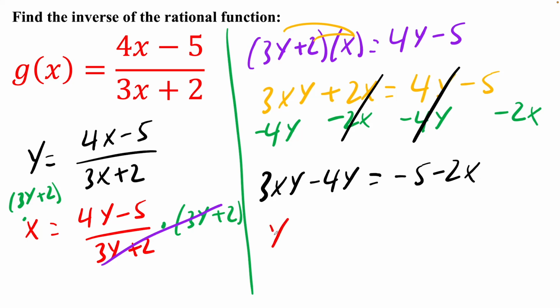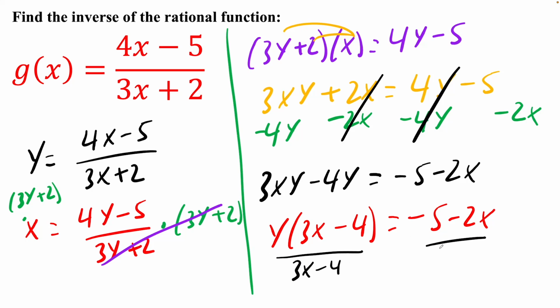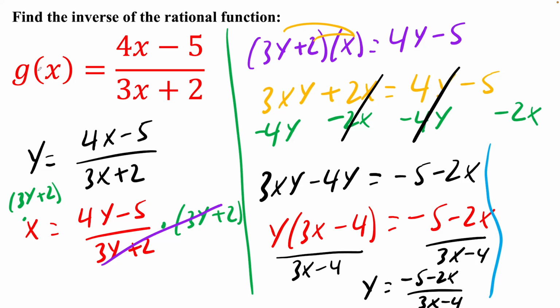We'll take out our y, so we'll have y times (3x - 4) is equal to this piece, negative 5 minus 2x. And finally, we'll go ahead and divide by 3x minus 4. And so y is equal to (-5 - 2x) divided by (3x - 4). Now this is important. I'll go back to the last problem. There's one more step we have to do. We're not solving for y, we're solving for the inverse. So the symbol we're going to use is g to the negative 1 of x, is equal to (-2x - 5) divided by (3x - 4). And this right here is our final answer.